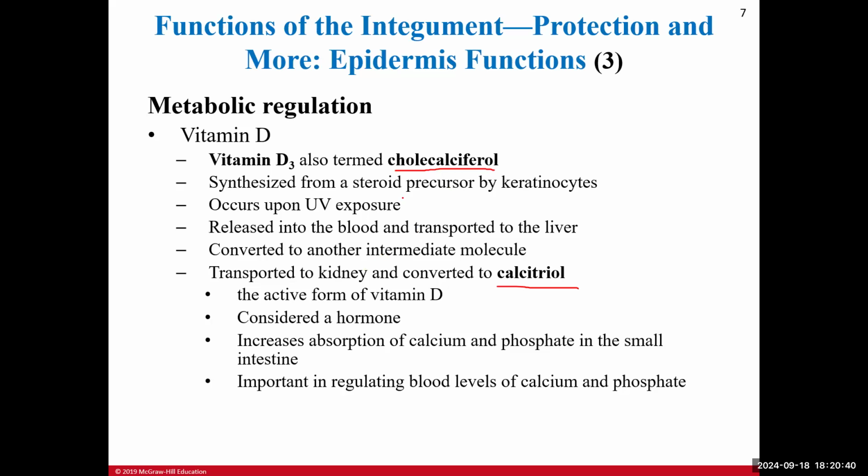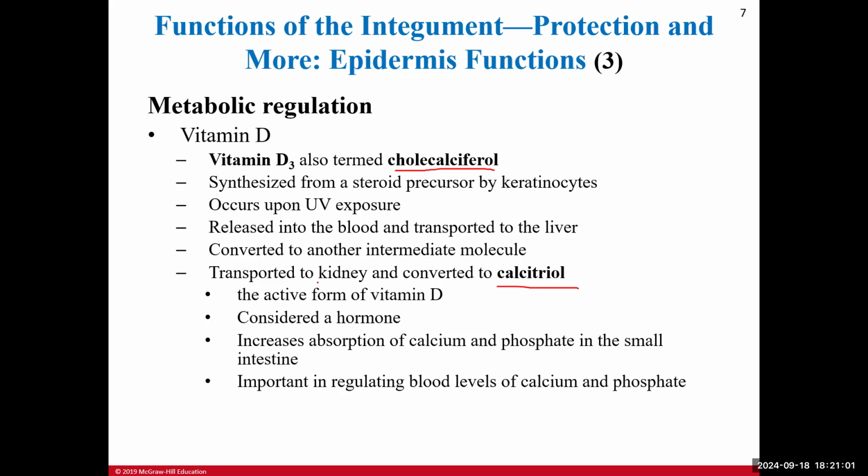All right, so calcidiol is this intermediate precursor to the active form of vitamin D. The liver is helping with the process, so it's made calcidiol, and it dumps the calcidiol back into your bloodstream, and that circulates around. And then it winds up going to the kidney where it is converted into calcitriol.